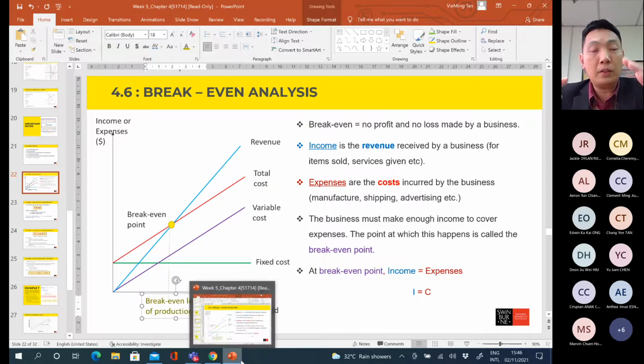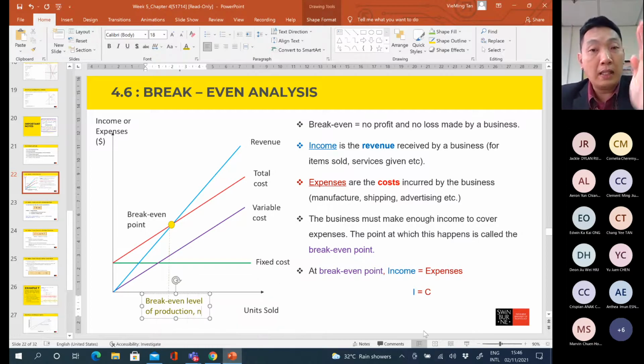As long as it's able to sell the product at the N level, then the company is able to achieve break-even. That means no profit and no loss. If the company is able to sell more than the N value, beyond this line, you may find that the income value will be more than the total cost.